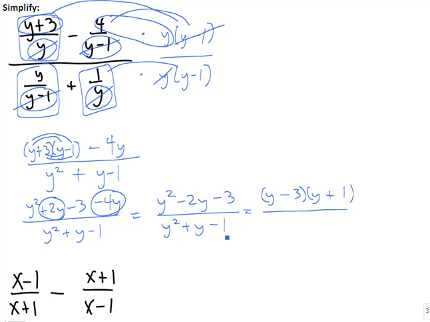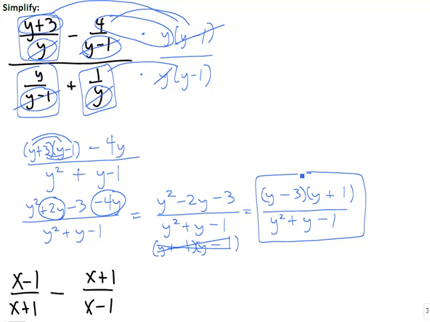If you try to factor the bottom, it doesn't work because we would have to have y times y and 1 times 1, and we would need one of these to be plus and one of these to be minus to get our negative 1, but that would make the middle term go away, and we have a middle term of plus 1. So the denominator is prime. It doesn't factor. So you're just going to have to leave it as y squared plus y minus 1. So since the bottom doesn't factor, nothing's going to cancel on the top and the bottom. So our final reduced answer is just this.